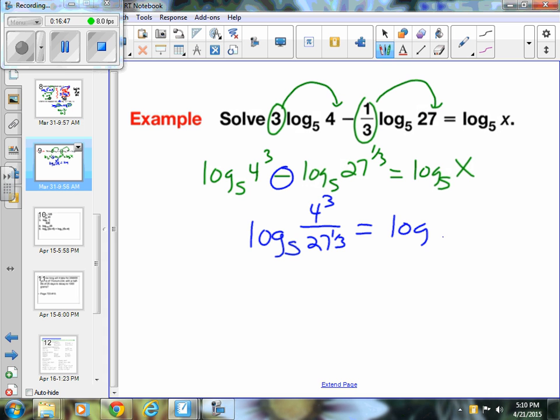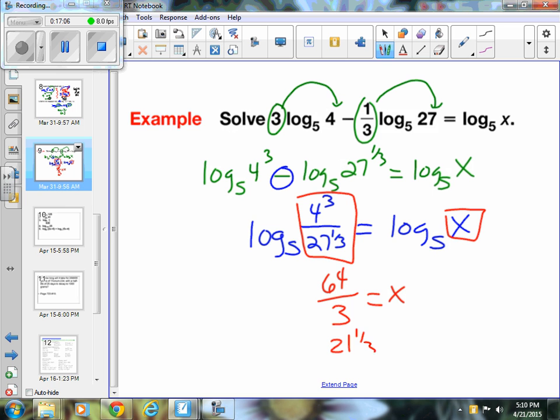All right, now we have our equality property. We have two logs that are equal. Their bases are the same. So the stuff on the inside better be the same as well. So 4 to the third is 64. Cube root of 27 is 3. So x must be 64 over 3, whatever that value is. You can leave it as an improper fraction as well. So you can use all of these in conjunction with one another to help make life a little bit easier.